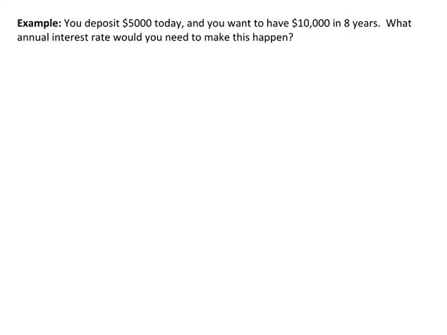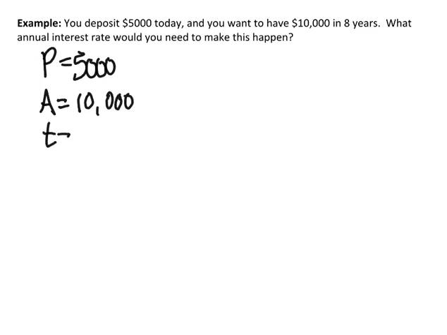Let's try one where we're trying to find the interest rate itself. So let's say we deposit $5,000 today. How much you deposit today at the beginning, that's P. So P is equal to 5,000. And you'd like it to grow to 10,000. So that's your goal. You want it to double. And you'd like that to happen over a time frame of 8 years. And we want to know what r is. What is your annual interest rate here?